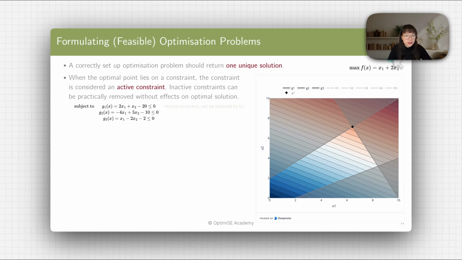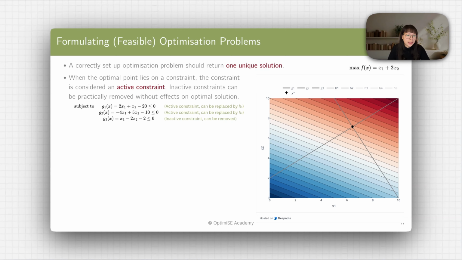An active inequality constraint can be effectively replaced by its equality constraint version. For example, G1 here can be replaced by H1 without changing any result because the solution is still on the constraint line. And similarly for G2, we can effectively use H2 and take away G2, which then becomes just two lines. And this will be equivalent because we're saying that the point has to be on these two constraints. Now for the inactive constraint, we can actually just remove it altogether because it doesn't affect our solution.